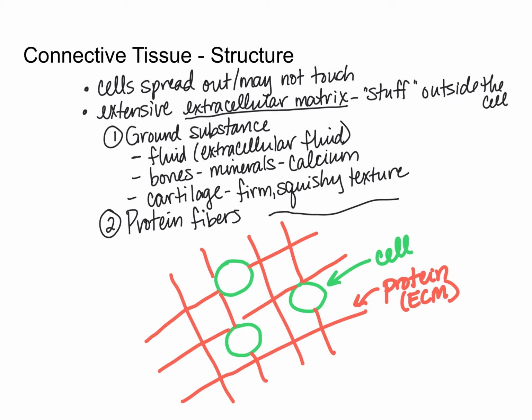And then embedded in or surrounding those protein fibers, you would have that ground substance. So the ground substance could be fluid, like I mentioned, or it might be packed with minerals, like in your bone. Or it could be squishy if it's making up the cartilage. So it just depends on the type of connective tissue.